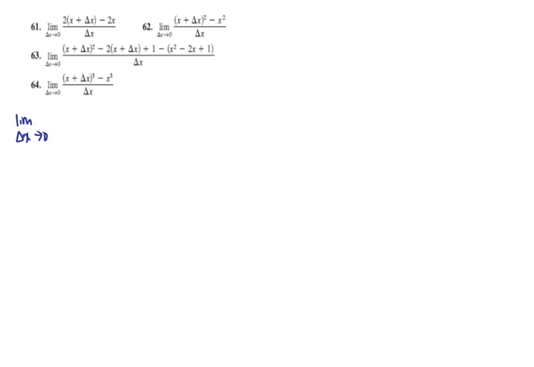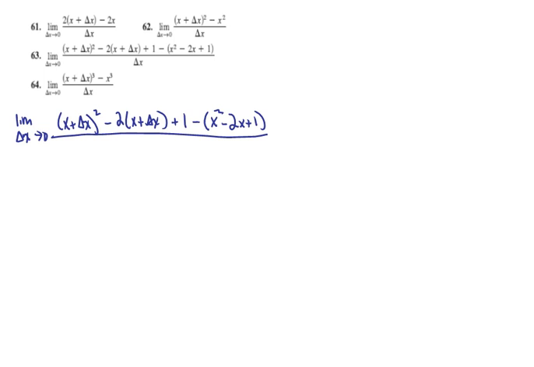So we start with the limit as delta x approaches 0 of (x plus delta x) quantity squared, and we're just going to expand that out. Then we're going to have 2 times the quantity x plus delta x, and we'll distribute the 2 there, plus 1, and then minus the quantity x squared minus 2x plus 1, all over delta x.